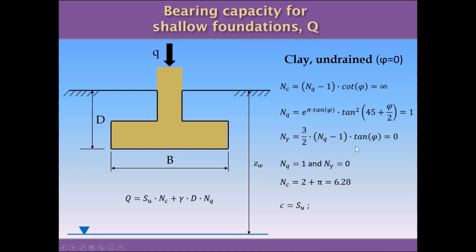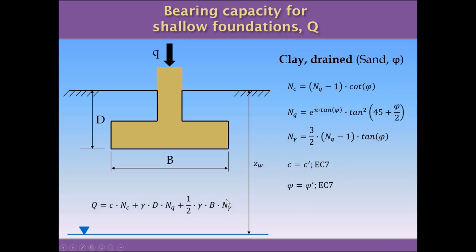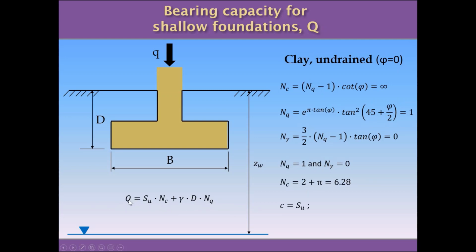So this is the reason why we are going to lose the last term of the general equation in here, because N gamma is equal to 0. And the formula for our bearing capacity for the clay undrained is going to be simpler because we only have two terms in here.